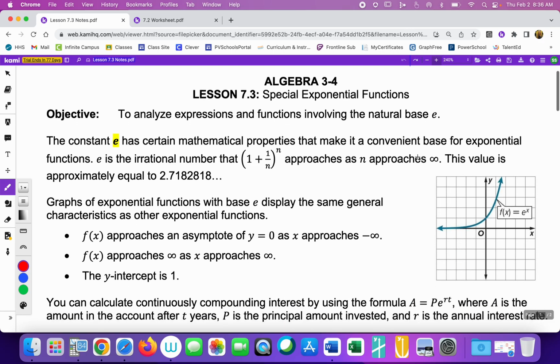What's called a base e, and it's a natural base. And we're going to get into logarithms and stuff like that, but the e is tied to those. But we'll cross that bridge when we come to it. So the constant e has certain mathematical properties that make it a convenient base for exponential functions.